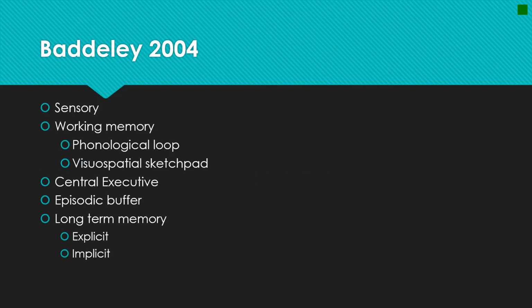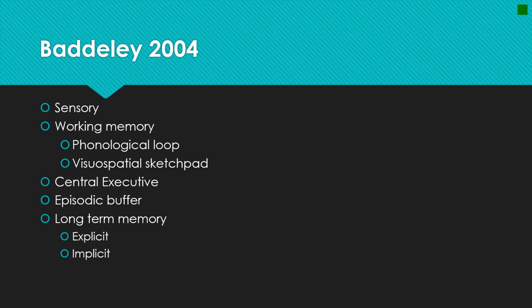Baddeley in 2004 took Atkinson and Shiffrin's theory and changed it slightly. They found problems that they didn't agree with in how the theory was presented, and we're going to touch on those now. Sensory is the same concept as the above theories.